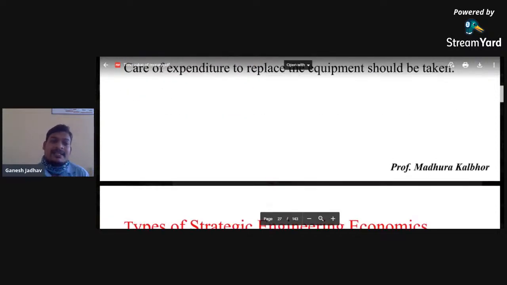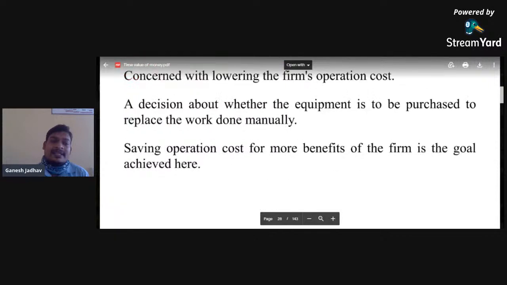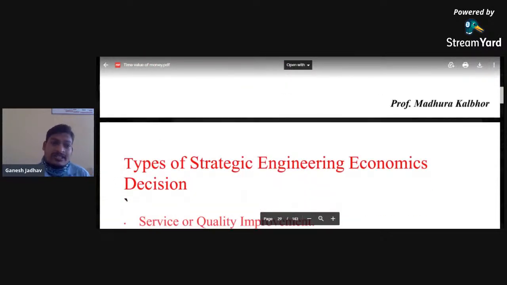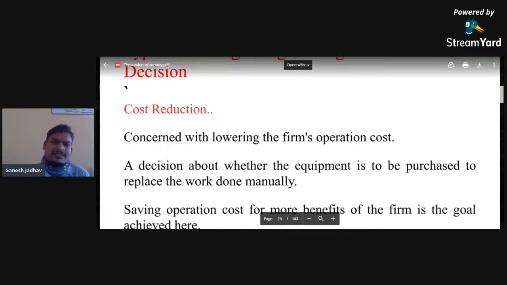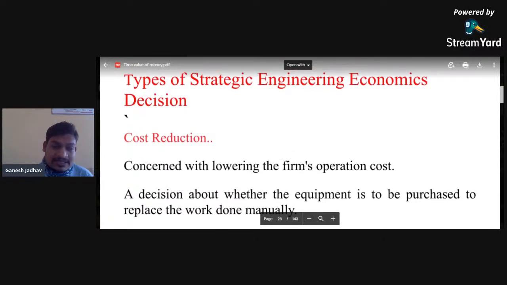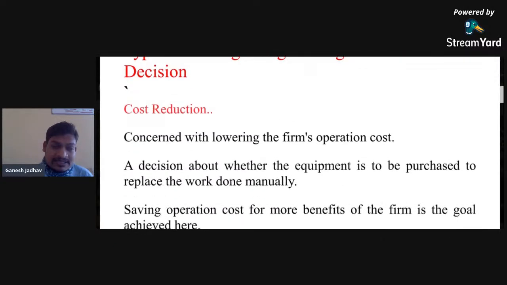Then the last one, so whatever... not the last one, but this is cost reduction. This is the important strategy of engineering economics.